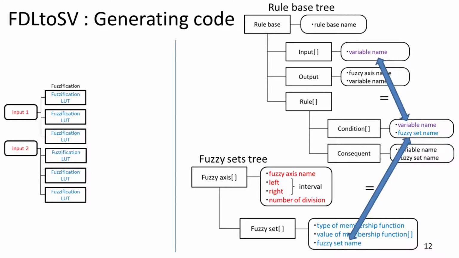Generating code process is shown from this page. Fuzzy set tree contains both fuzzy set of input size and output size. Our program searches for fuzzy set of input size and generates fuzzification modules as lookup tables using these fuzzy sets first.